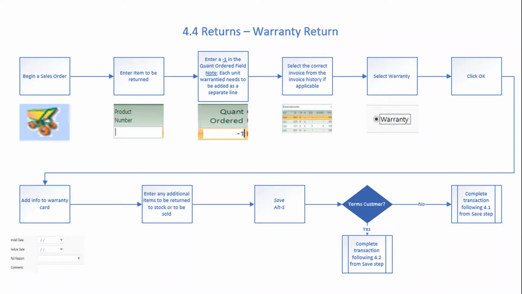This segment is on warranty returns. We complete a warranty return when a customer brings back a damaged or broken product that we are certain we will get a credit or replacement from the vendor.